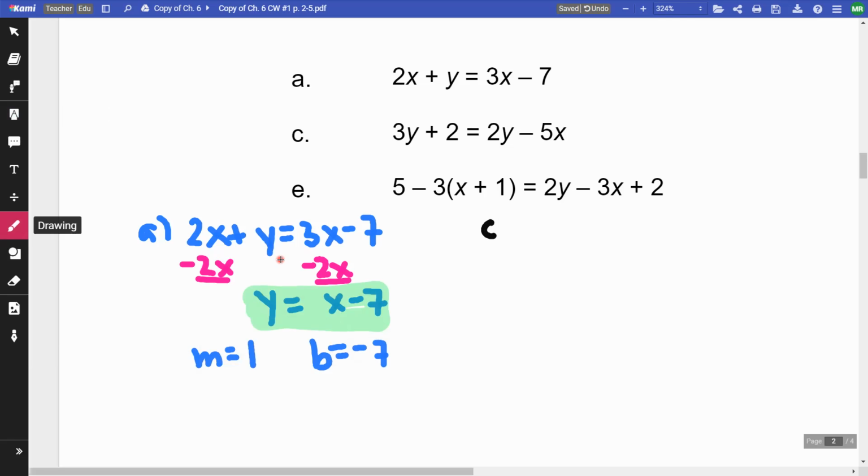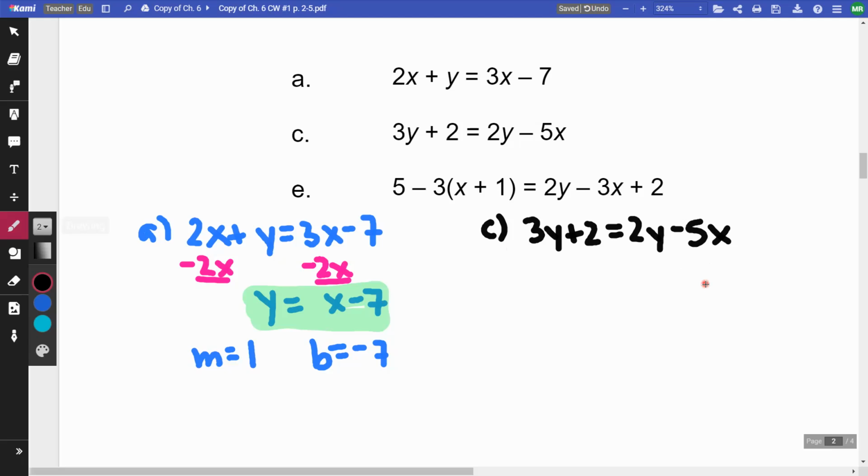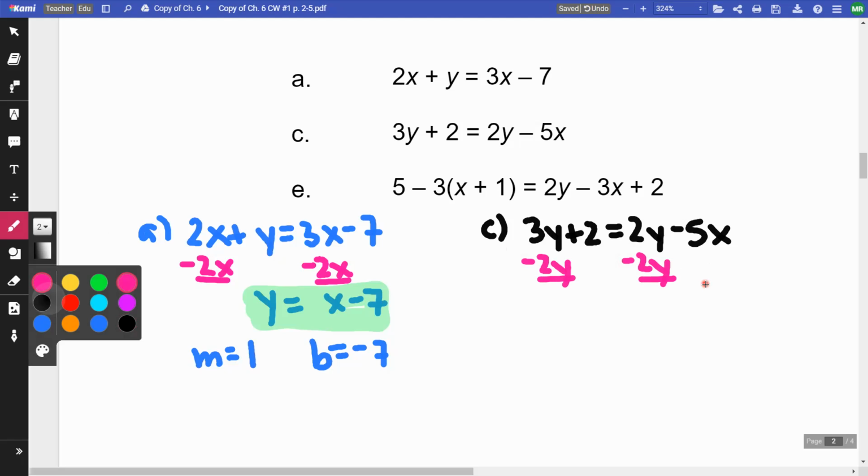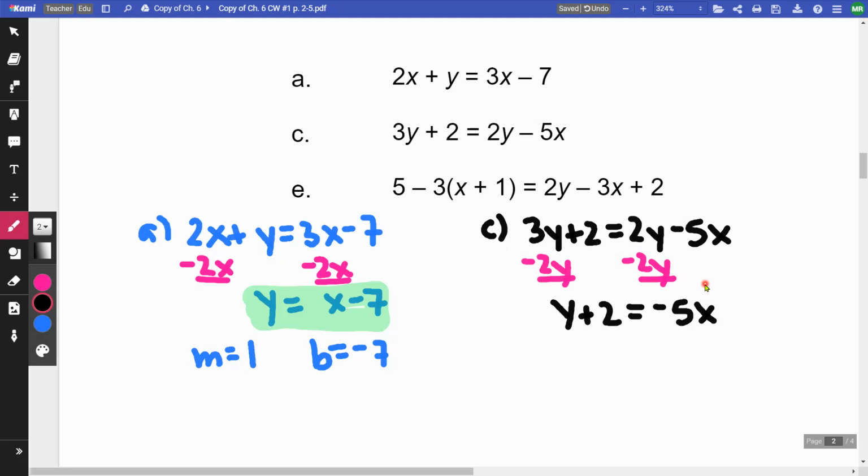Okay, C. 3y plus 2 equals 2y minus 5x. So I want to get my y by itself, but first I want to get my y's together. I have y's on different sides. So the first thing I'm going to do is minus 2y here, minus 2y here. When I do, I end up with y plus 2 is equal to -5x.